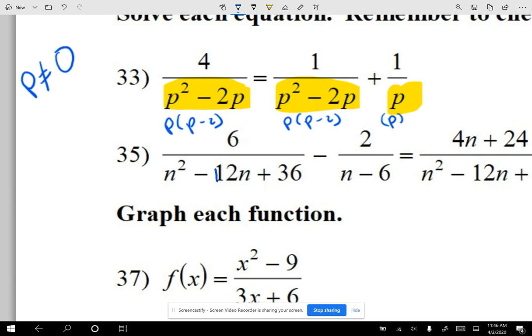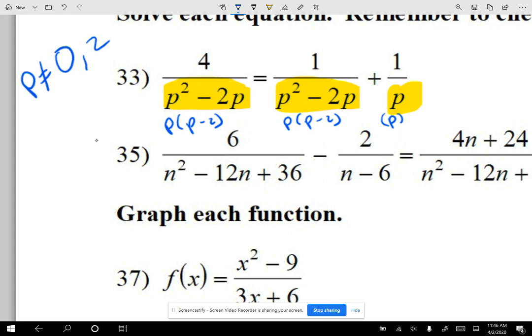I look at my second factor. What value of p will make that equal to 0? 2. So I cannot accept 2. Now here I already have a 0. For this one, I'm going to get a 2, which I already have. And here I have a 0, so I already have those. So I was looking at all my factors at the bottom to see which factors I could not accept.